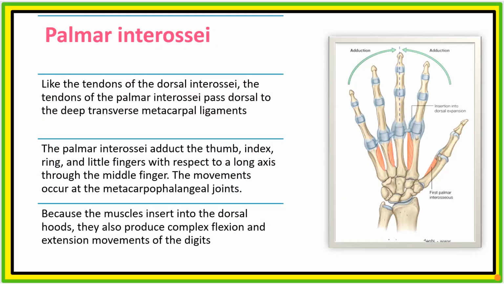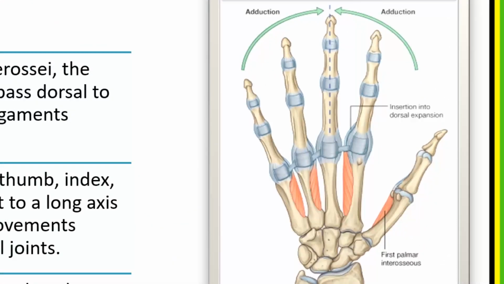The palmar interossei, like the tendons of the dorsal interossei, pass dorsal to the deep transverse metacarpal ligament. Once again at the deep transverse metacarpal ligament, we are seeing the palmar interossei, like the dorsal interossei, passing deep to this ligament.